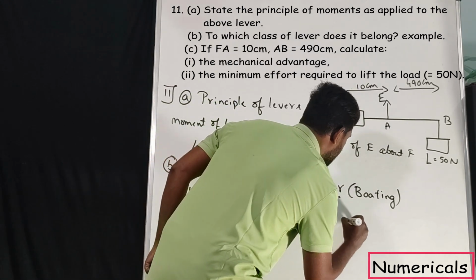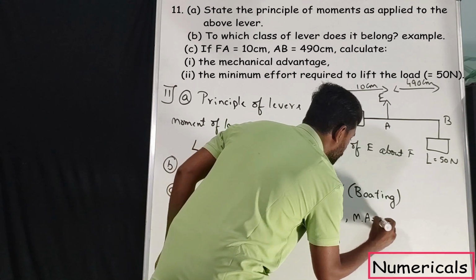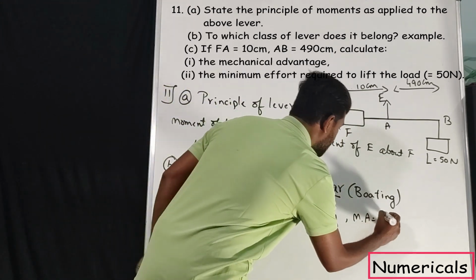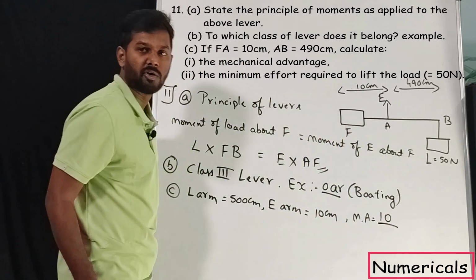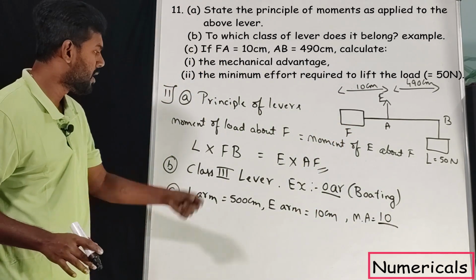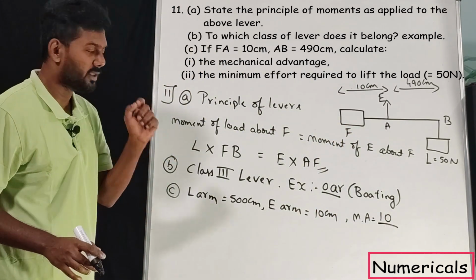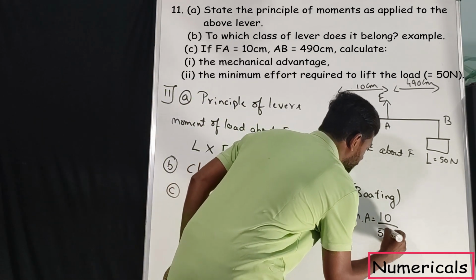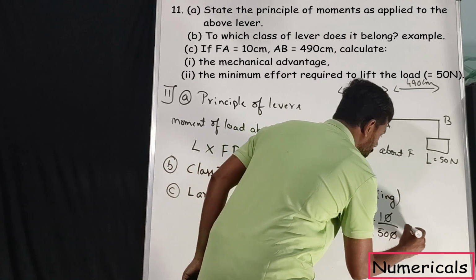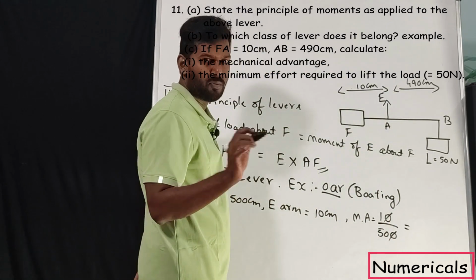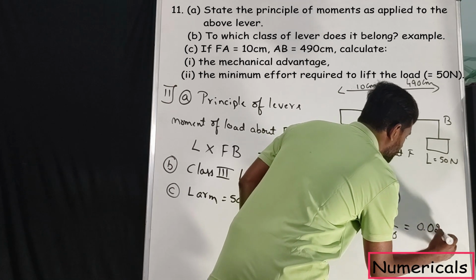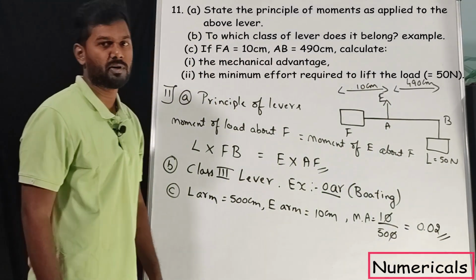Okay, then mechanical advantage is equal to effort arm by load arm. Correct. Effort arm is 10 centimeter. See, I am substituting directly. Don't do it in the exam. First write the formula, then substitute the values. Okay. Load arm is equal to 500. Okay. 1 by 5 is equal to 0.2. 1 by 50 is equal to 0.02. This is the mechanical advantage we require.